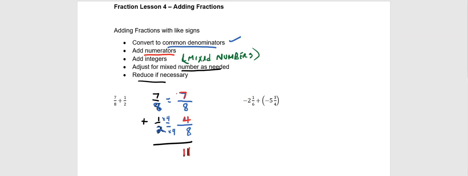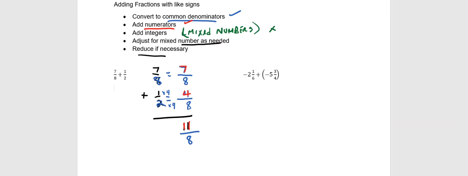And if these were mixed numbers, if there were integers, I would have to add those as well. But I don't need to worry about that in this case. So I've added my numerators. There's nothing to do here. And then I carry my denominator down. We just need to make sure that we added 7/8 and 4/8. That gives us 11/8.